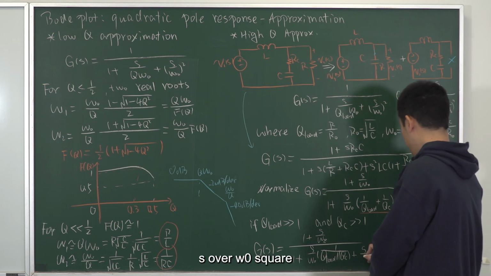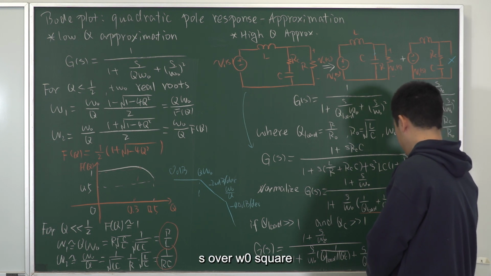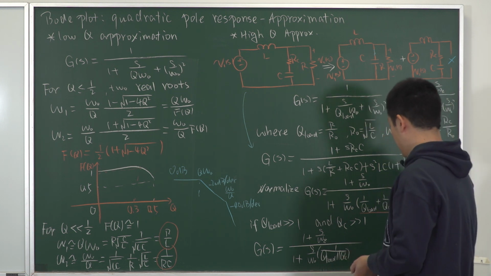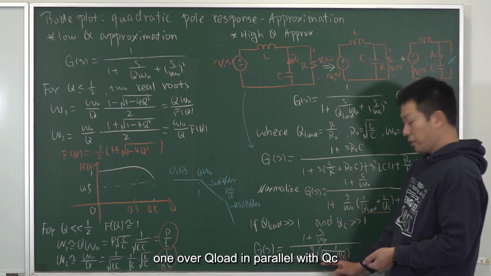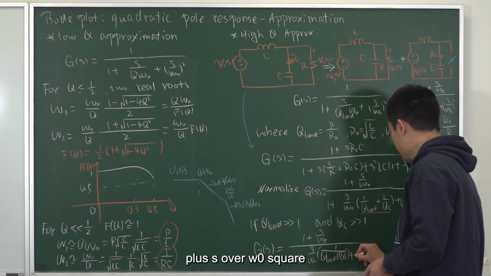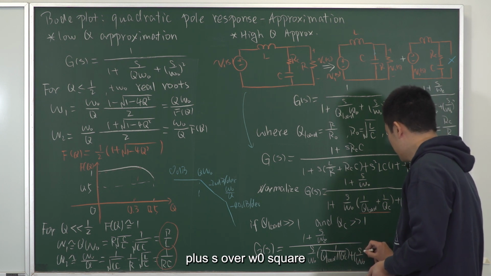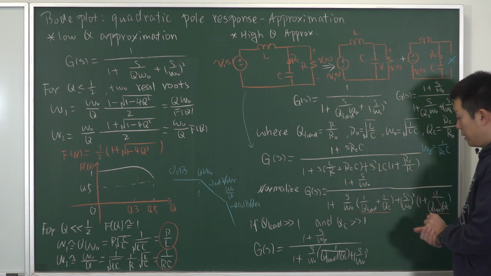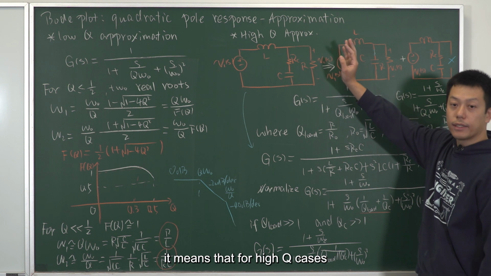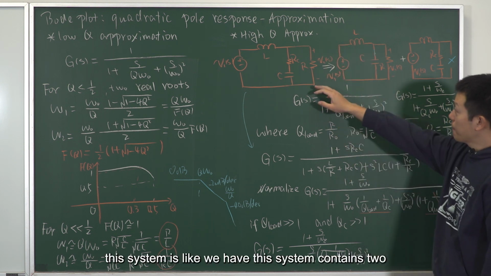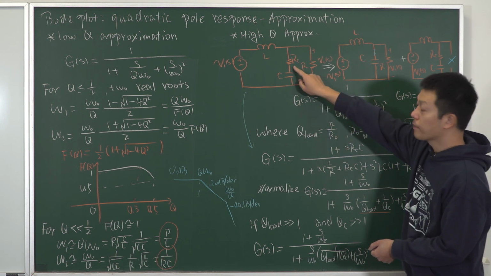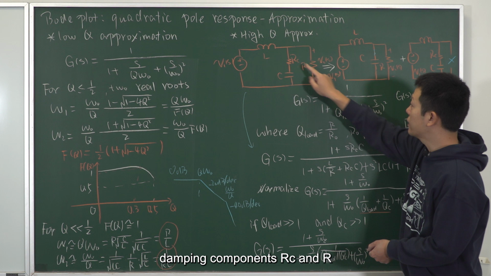S over omega 0 square. 1 over Q load in parallel with QC plus S over omega 0 square. So what does this mean, right? It means that for high Q cases, this system contains two damping components, RC and R.